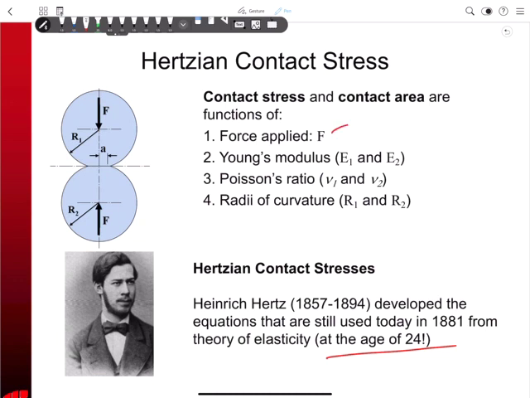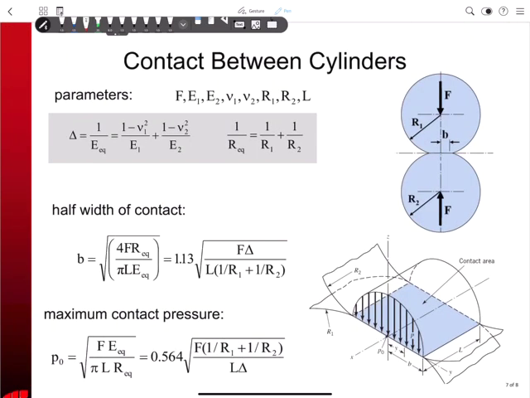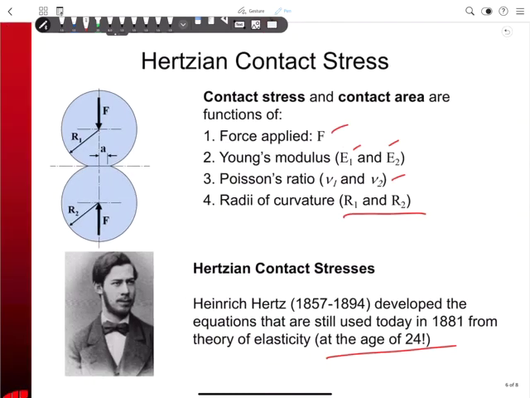What affects it? Obviously, the more force, the stiffnesses of the materials, and Poisson's ratio. This is one of those situations where we can't neglect Poisson's ratio. It's a big deal. And the radius of curvature, as you might expect. So everything you might expect that affects the contact stresses, they do. Because there are so many variables, the force, the two Young's moduli, the two Poisson's ratios, and the two radii, holy cow, that's a lot to put in there.